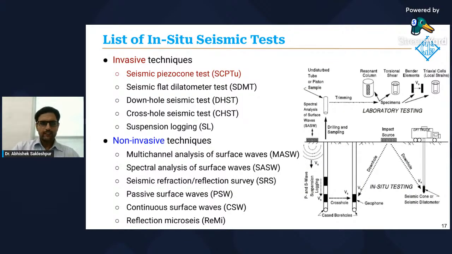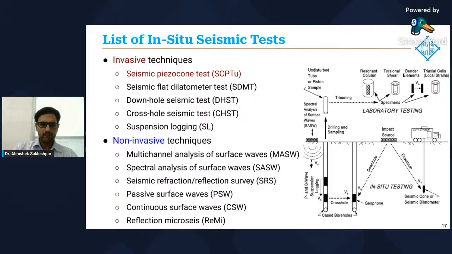There are various in situ seismic tests that can be used in geotechnical investigations. So we can classify them into two main categories: invasive techniques or non-invasive techniques. The seismic cone test, which will be the focus today, comes under the category of invasive techniques because we are pushing the cone into the ground. Similarly, we have other tests like the seismic flat dilatometer test, the downhole seismic test, crosshole seismic test, and suspension logging, all of which fall under the category of invasive techniques.